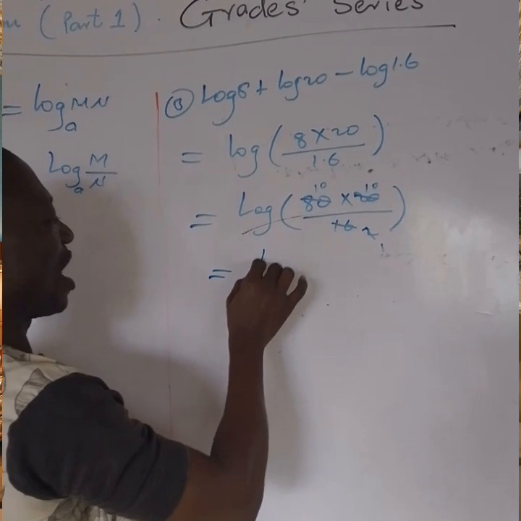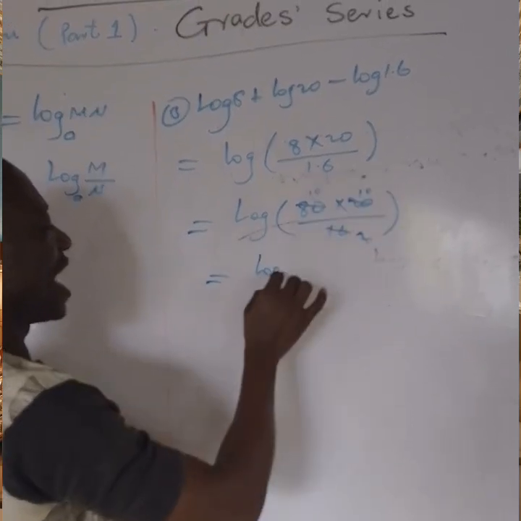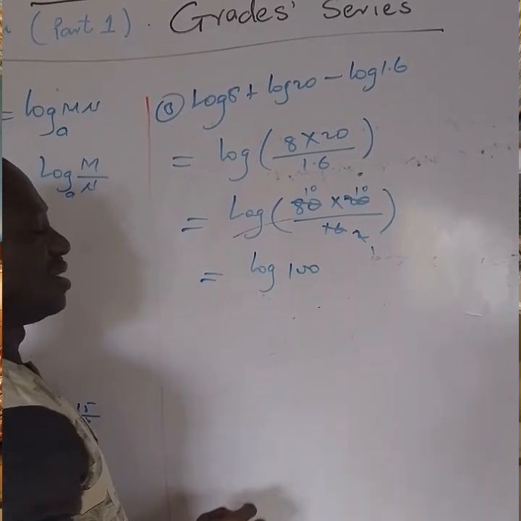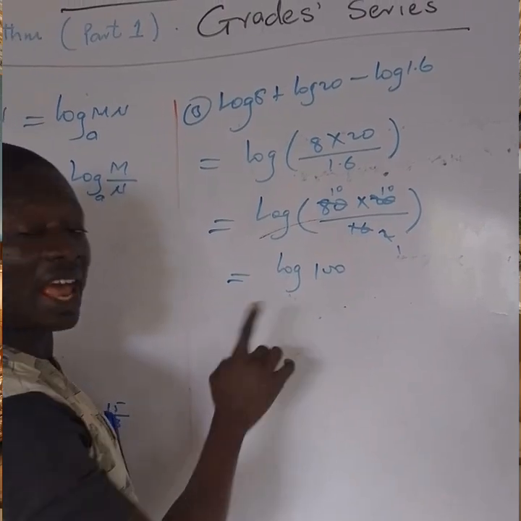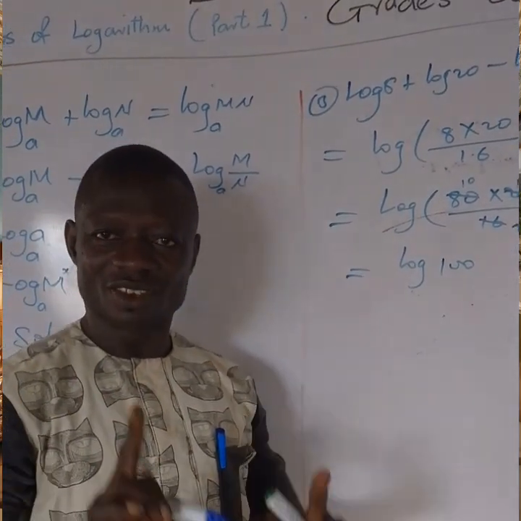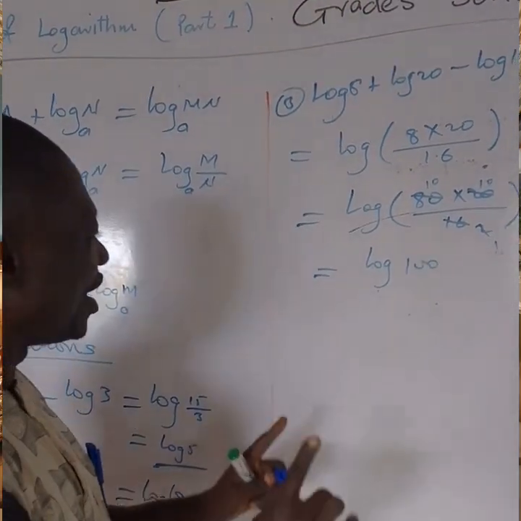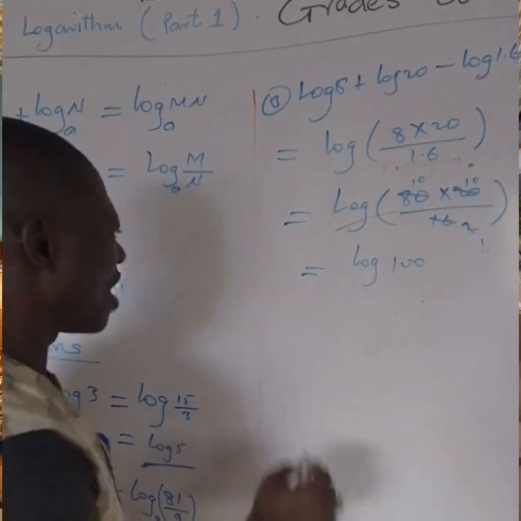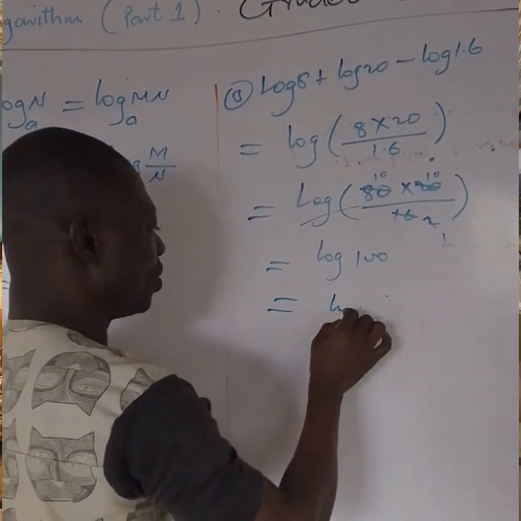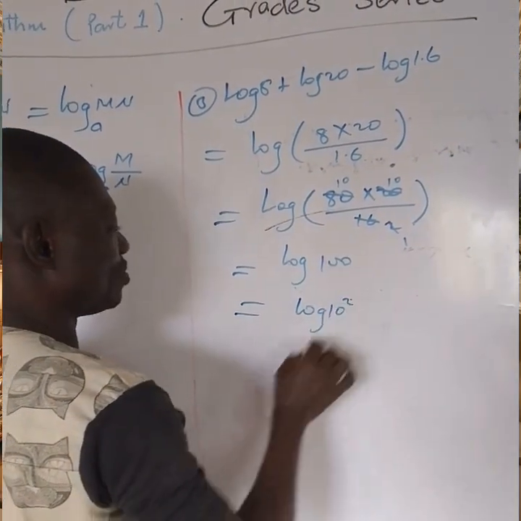And so we are going to have log 10 times 10 is 100. Remember, this is in base 10. And log 100 in base 10 is what? Log 100 in base 10 is 2. If you are in doubt, you can change it to become log 10 raised to the power 2.